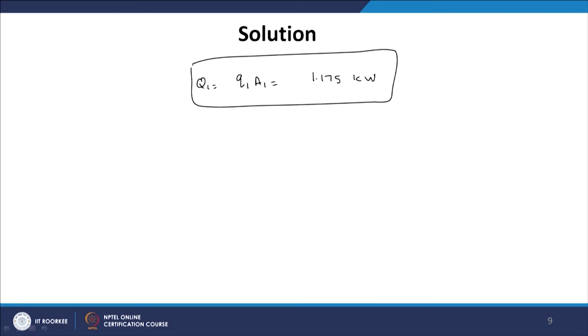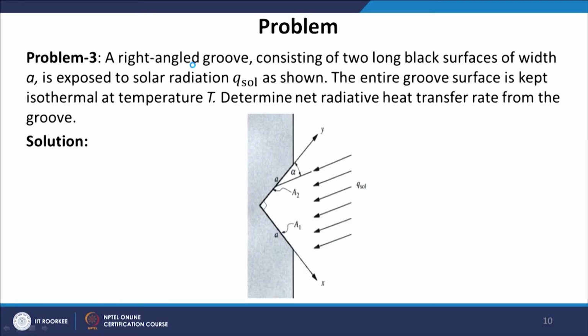So, this is a simple example on the radiative heat transfer between black surfaces. Okay. We will do one more problem. Now, in this case the problem also considers the radiation from outside, that is we have radiation coming from outside the enclosure. So, we have basically a rectangular right angled groove.